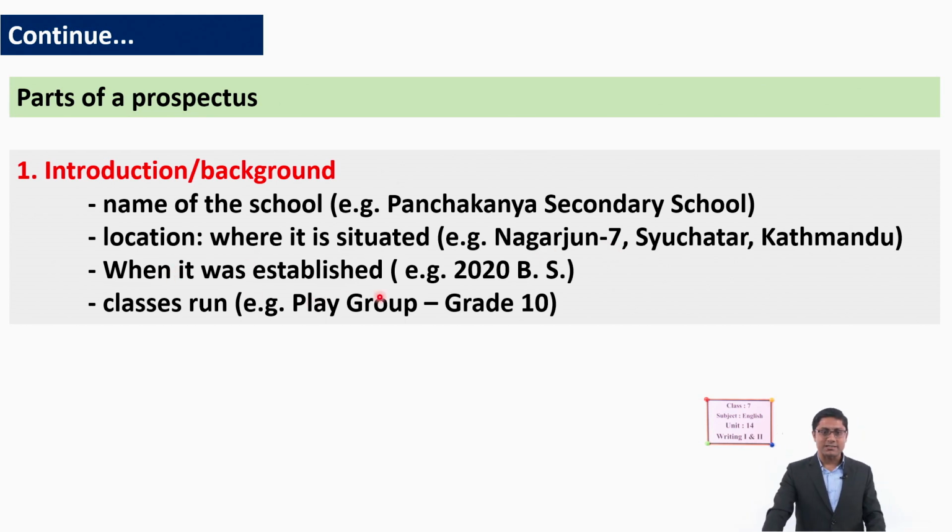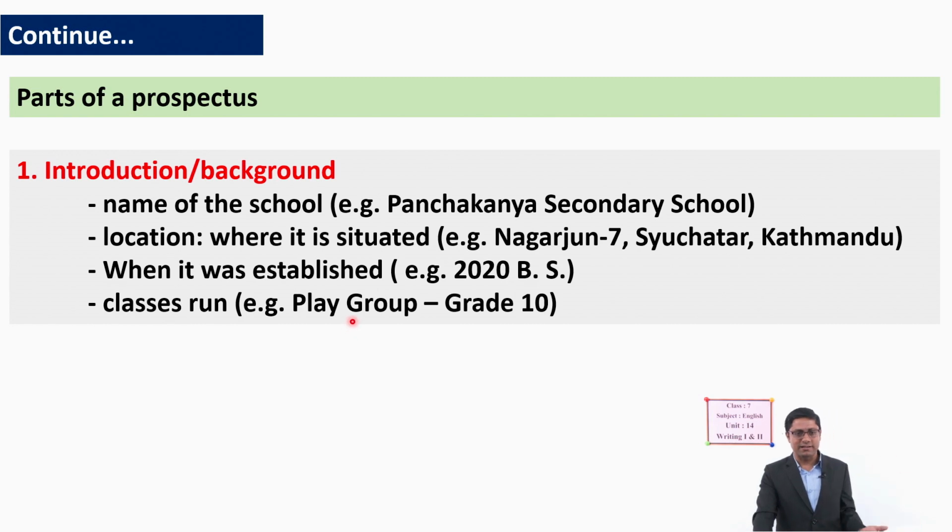Similarly, next is when it was established, meaning when your school started, that thing you will write. The year especially, you will write the year. For example, it can be 2020 BS, or 2043 BS, or 2018 BS, 2007 BS, or 2060 BS. So, what is the year when your school was started? You write that year. Similarly, you can talk about the classes run there. For example, maybe the classes are from playgroup to grade 10, or nursery to grade 12, or sometimes only up to grade 3 in some schools, but here you are in grade 7.